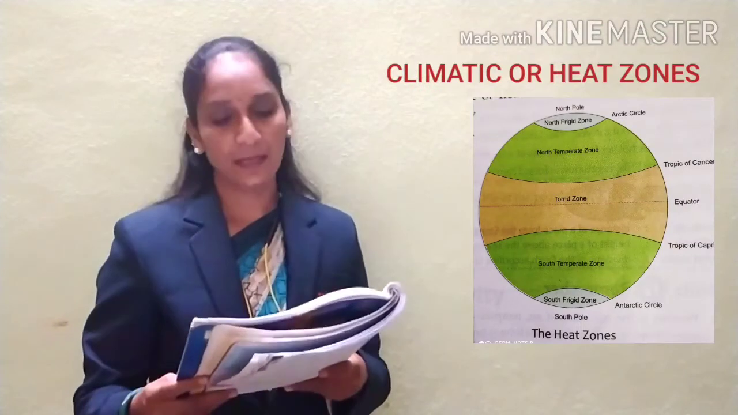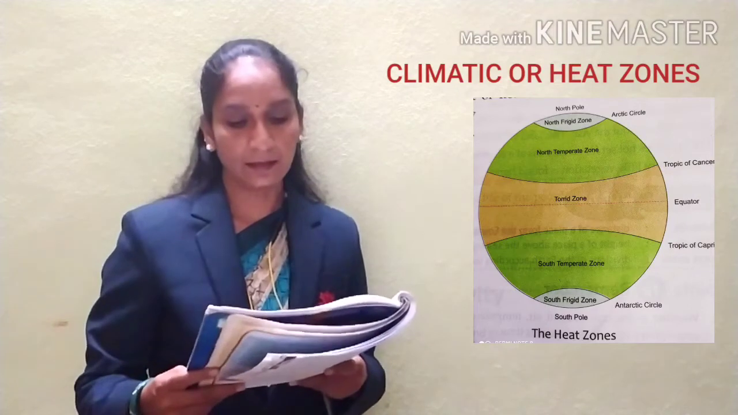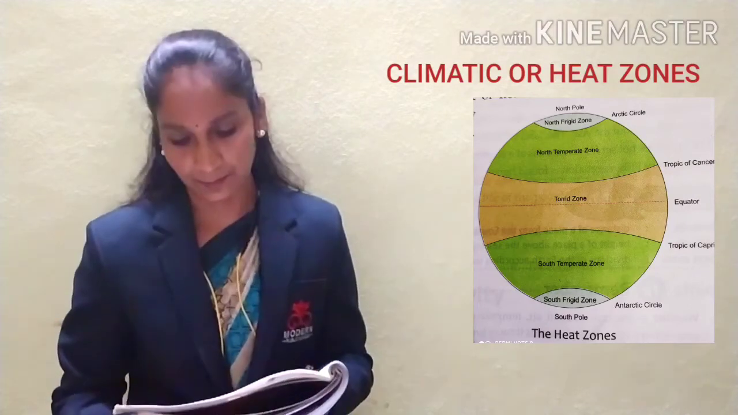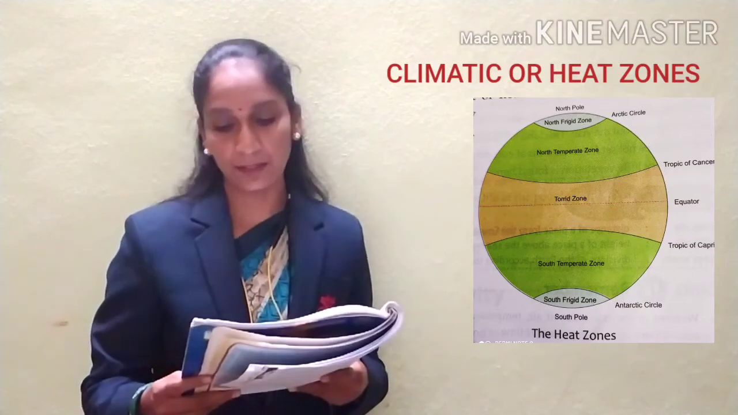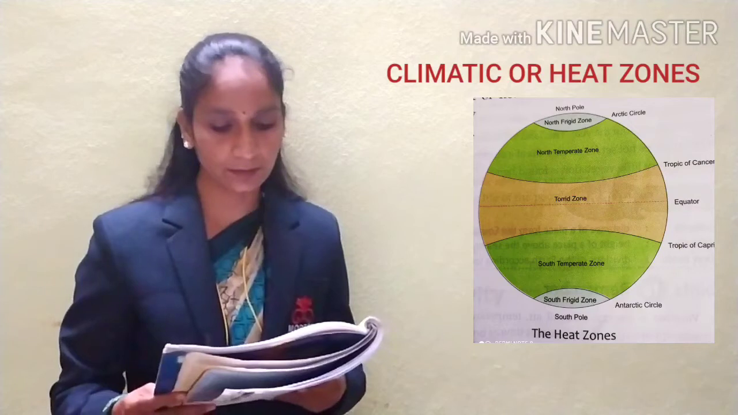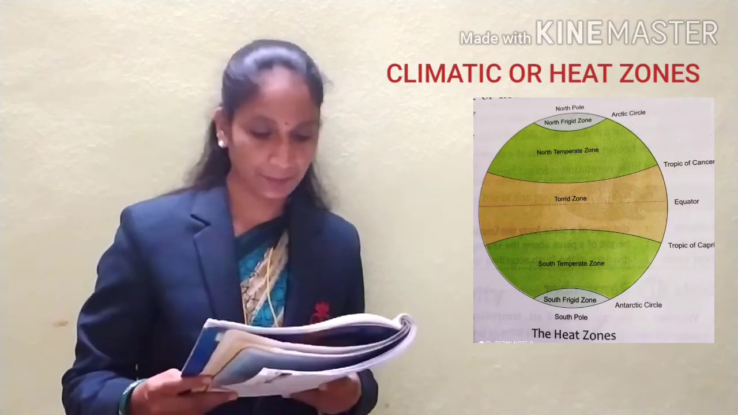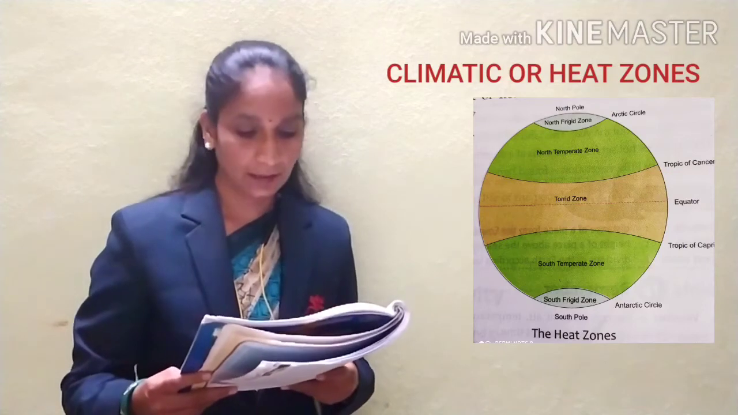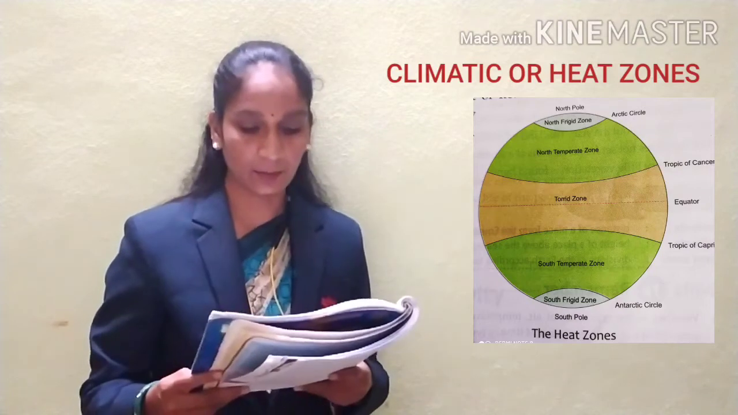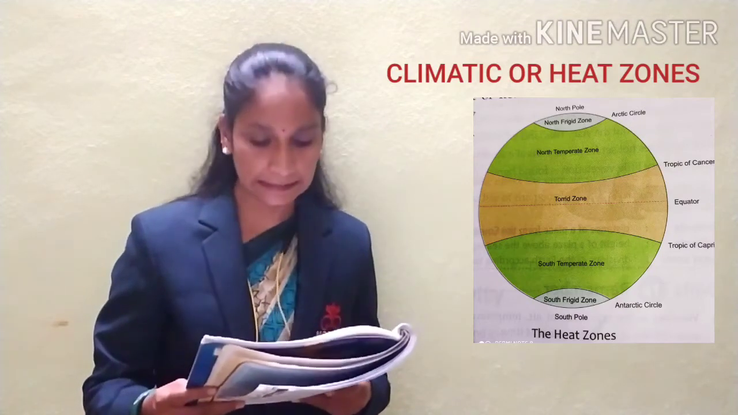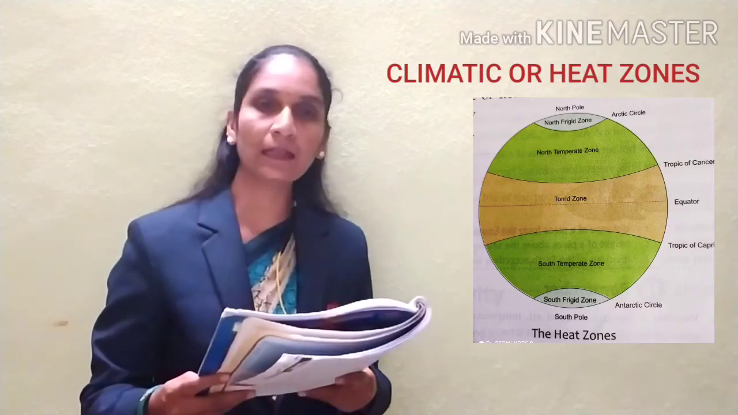Climatic or heat zones. The Earth is divided into three different climatic or heat zones. This division is based on the intensity of sunlight received by a particular place and also the rainfall. The shape of the Earth is also important, since it is curved. The rays of the sun have to travel a greater distance in a slanting manner to reach the higher altitudes.